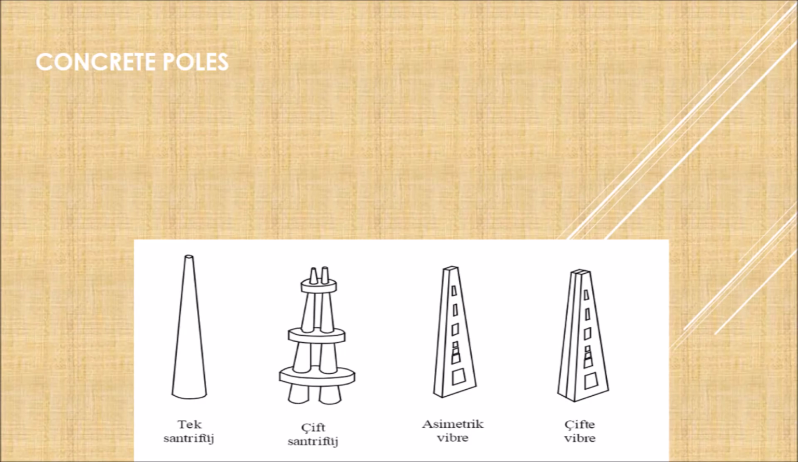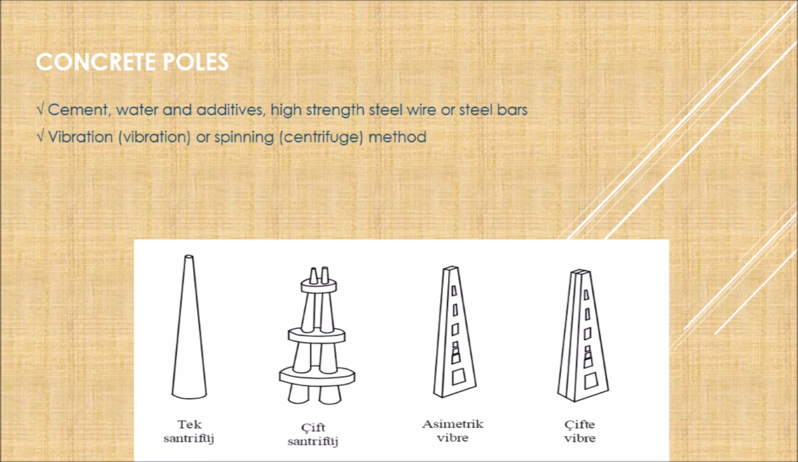Concrete poles. They are obtained by using high-strength steel wire or steel rods with concrete made by mixing cement, water and additives in appropriate proportions. Vibration or centrifuge method is used for concrete pole production. While the poles produced by the centrifuge method are hollow, the poles produced by the vibration method are filled.